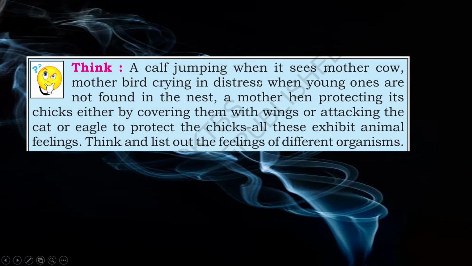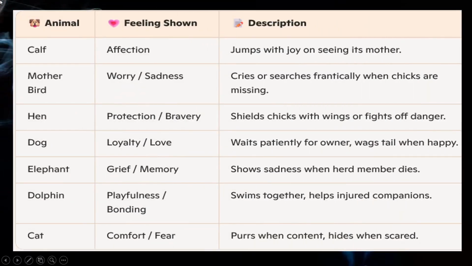Think. A calf jumping when it sees its mother cow. Mother bird crying in distress when young ones are not found in the nest. A mother hen protecting its chicks, either by covering them with the wings or attacking the cat or the eagle to protect the chicks. All these exhibit animal feelings. Think and list out the feelings of different organisms.